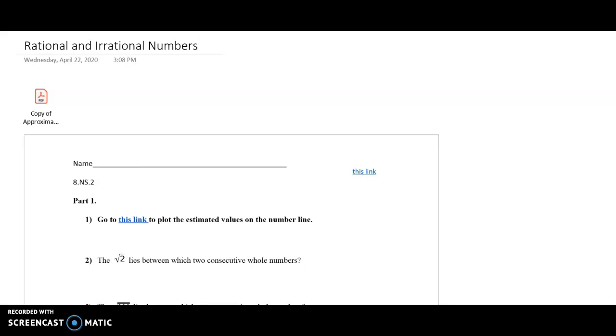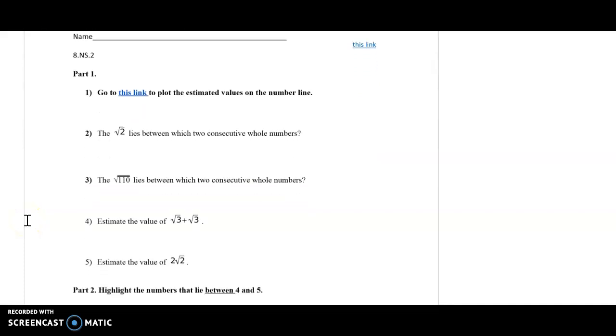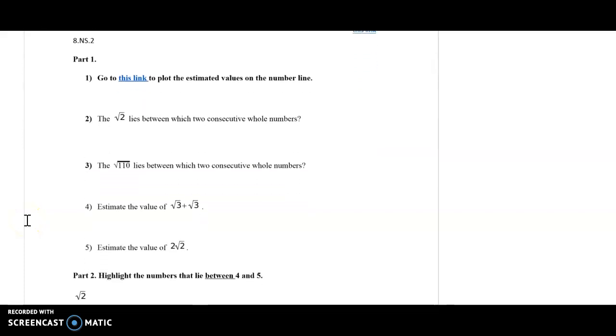All right, we're going to take a few minutes and look at our practice problems for the second part of the week of April 20th to April 24th. We're talking about estimating the values of irrational numbers this week. So the first question asks us to go to this link and plot the estimated values on the number line.